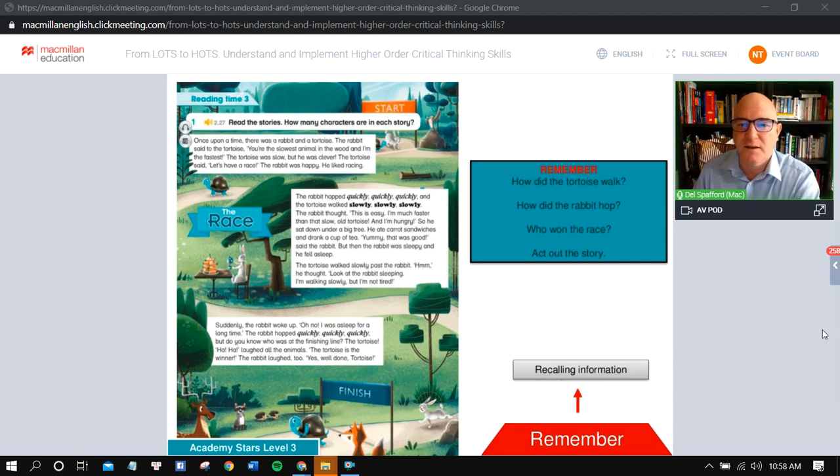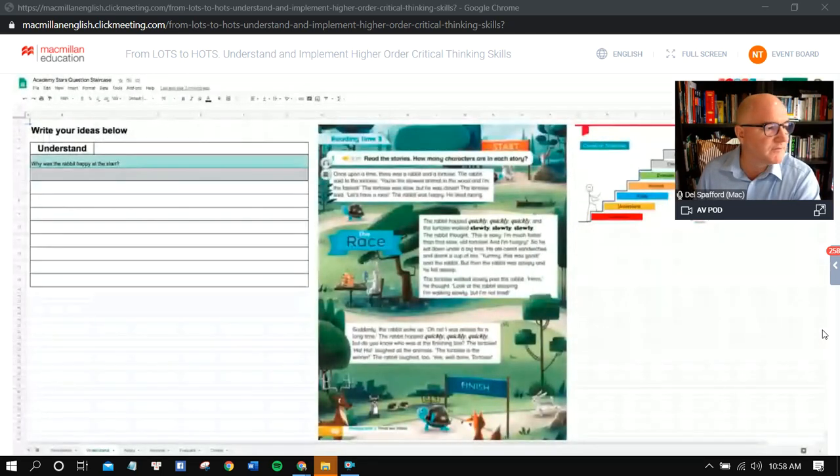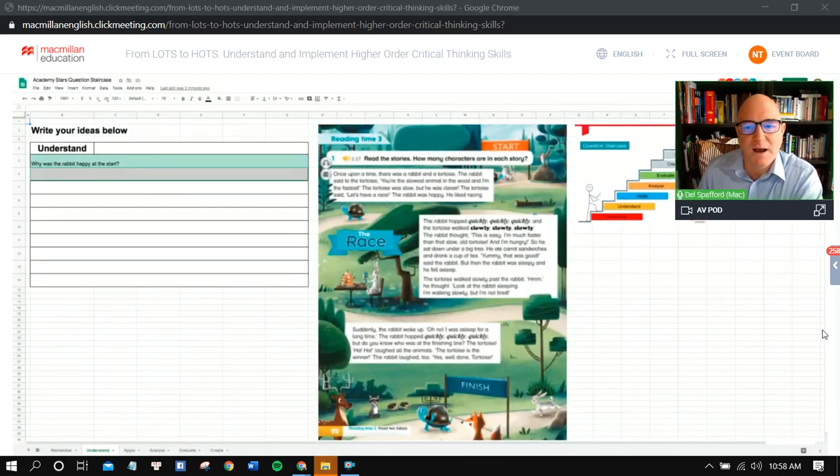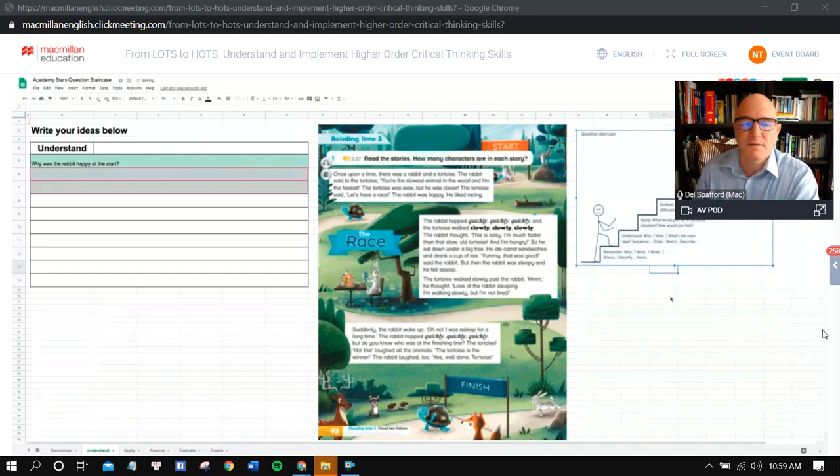And this time, let's look at the next page, which is understand. So can you write me some questions that would elicit understanding from the students? So I've got, why was the rabbit happy at the start? What other why questions are how questions? Oh, I haven't got my, let me paste, I'll paste the question staircase in as well. So I'll give you a few minutes to have a think about that.